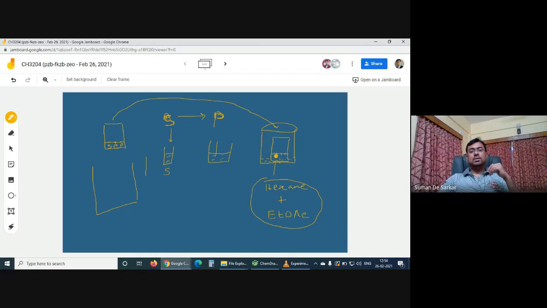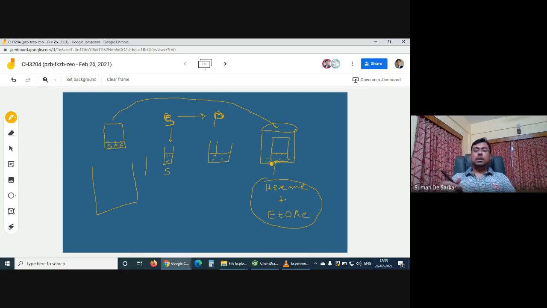Otherwise, if it is deep in the solution, then this spot will get dissolved and go here and there. It's very important that the spotting points are above this solvent height. And only once you dip it here, what will happen? Again, the capillary action comes into the picture.